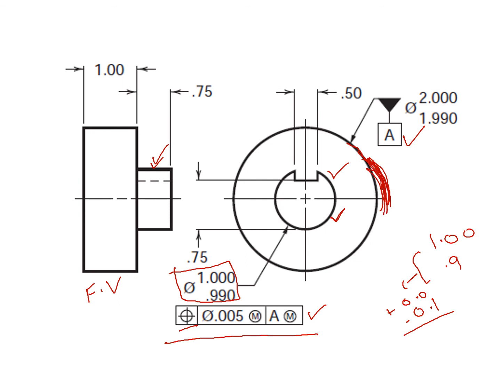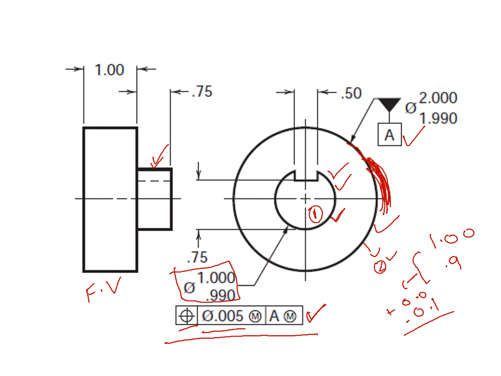So that position is mentioned separately in this feature control frame, that the position of this circular feature will be controlled with reference to this circular feature, and the overall tolerance for the positioning of this, let's say we call this circular feature 1 and this circular feature 2. So the position of the circular feature 1 with respect to the circular feature 2 should be within this tolerance range, that is 0.005 diameter.